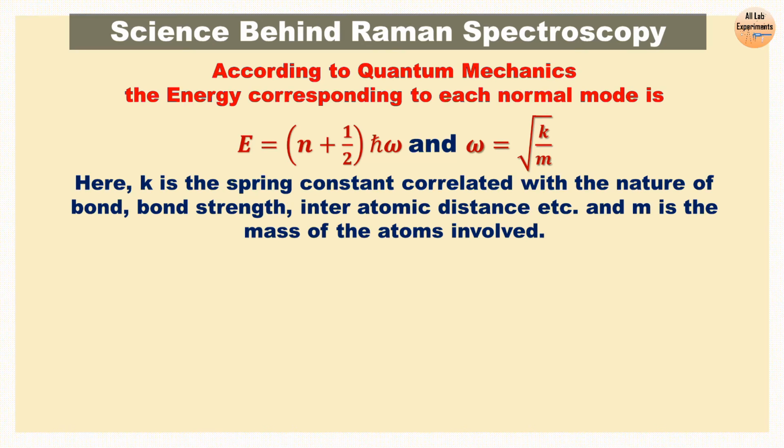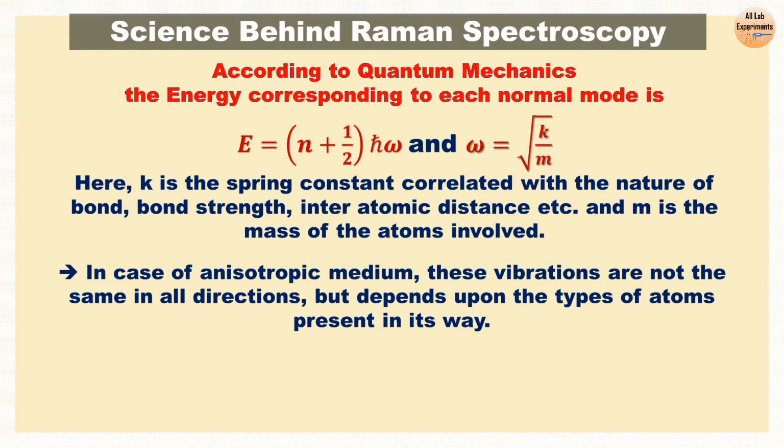Now if we talk about the next thing, according to quantum mechanics, the energy corresponding to each normal mode is (n plus half) h-cut omega. Here n is an integer, and omega is the square root of k by m. So k is the spring constant, which is basically correlated to the nature of the bond. If the bond is very strong, it means the spring is very stiff. If the bond is weak, it means it's a light spring that can be easily stretched. And also the mass of the participating atoms is involved. Whether these are heavier atoms or lighter atoms affects the energy.